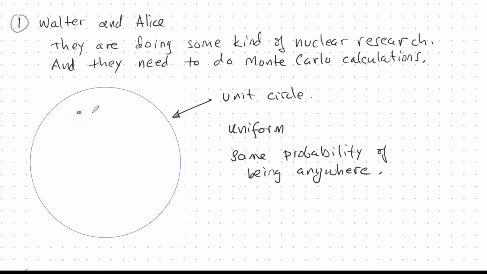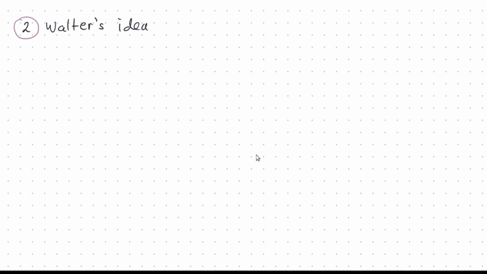We want these points to be uniformly distributed, same probability anywhere, kind of like this. It's going to look uniform, doesn't bunch up anywhere, and something like that. That's pretty uniform. So this is what we expect. So let's see what Walter came up with. So here is what Walter is up to.